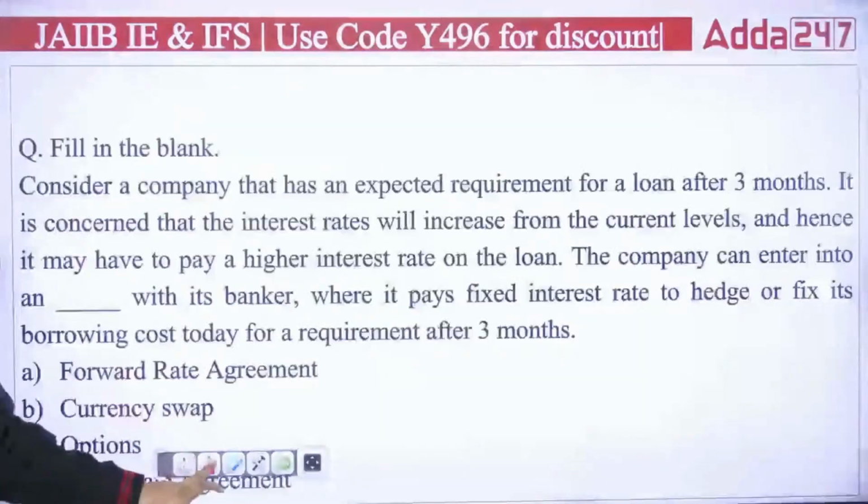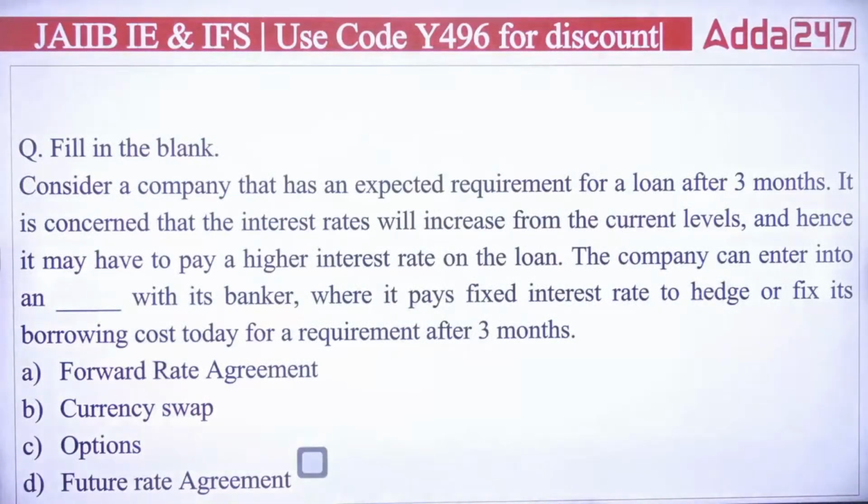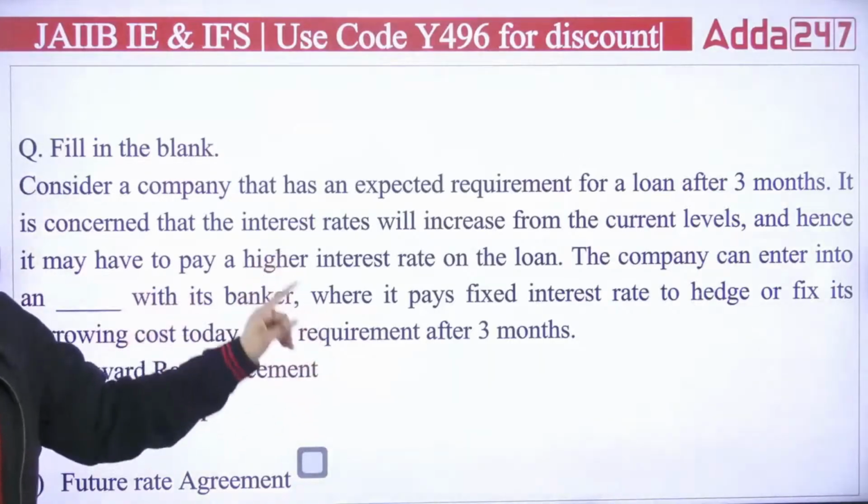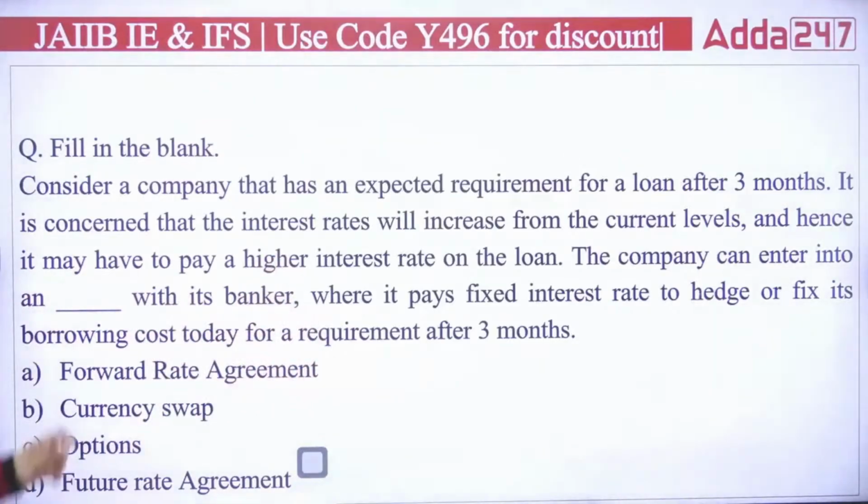Okay, next question. Next we have fill in the blanks, which is asking: consider a company that has an expected requirement for a loan after 3 months. It is concerned that the interest rate will increase from the current levels and hence it may have to pay a higher rate of interest on the loan if they go for a loan after 3 months. So the company can enter into a dash with its banker where it pays a fixed interest rate to hedge or fix its borrowing cost today for a requirement after 3 months. Is it forward rate agreement, currency swap, option or future rate agreement?